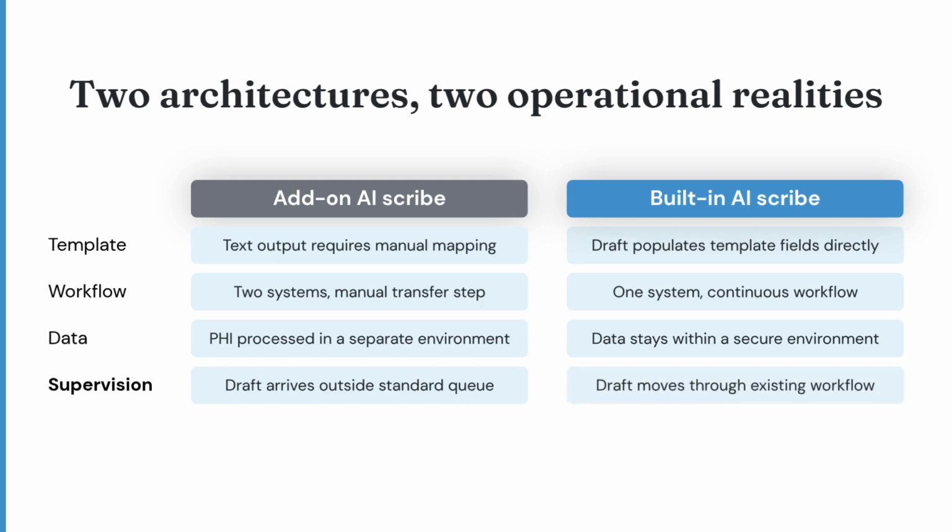With a built-in Scribe, the draft arrives in the same structured format the supervisor already reviews. It moves through the same co-signature workflow. Nothing about the supervision process changes. It just starts with a more consistently structured first draft.